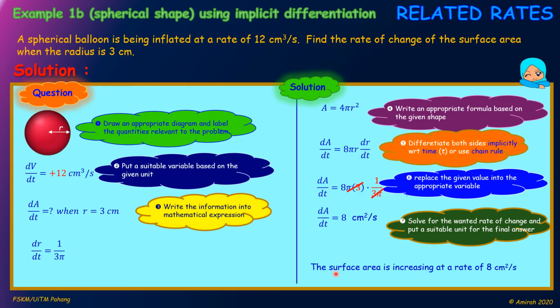Therefore, the surface area is increasing at a rate of 8 cm squared per second. It is increasing because the final answer is a positive value.